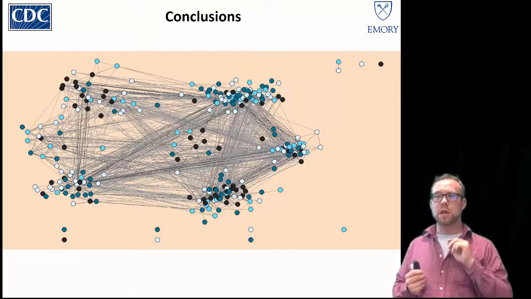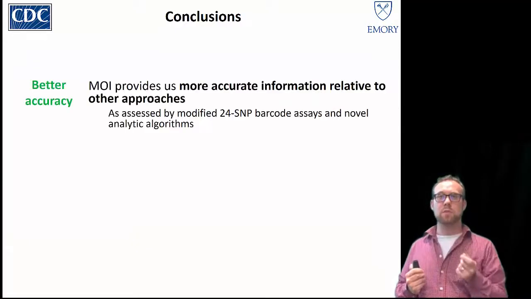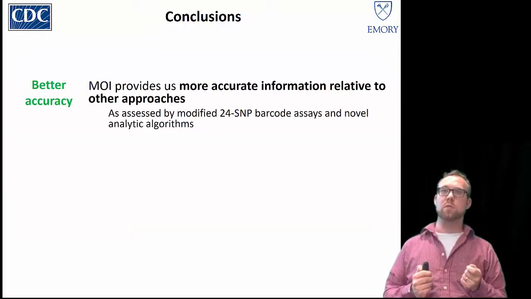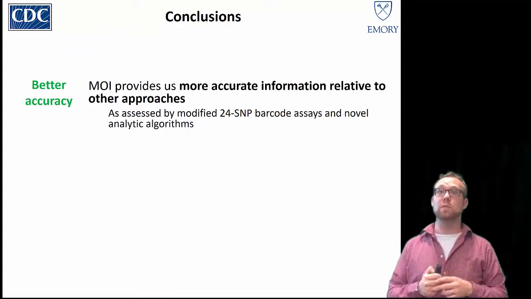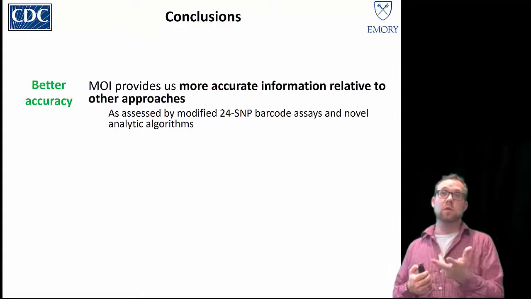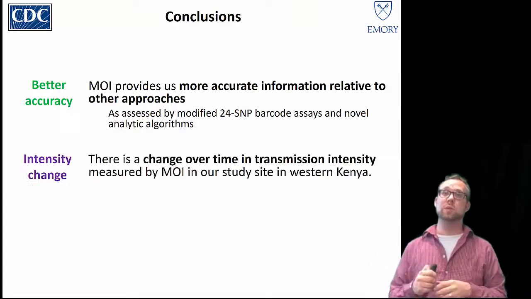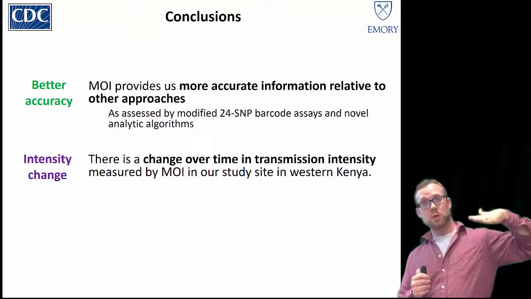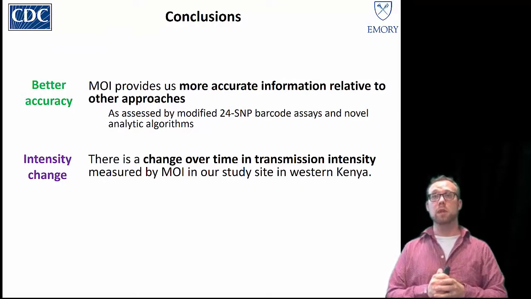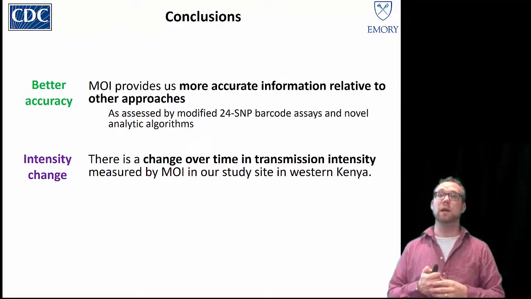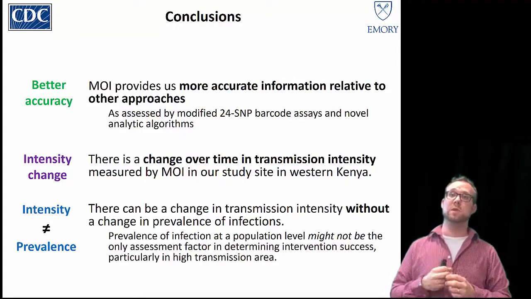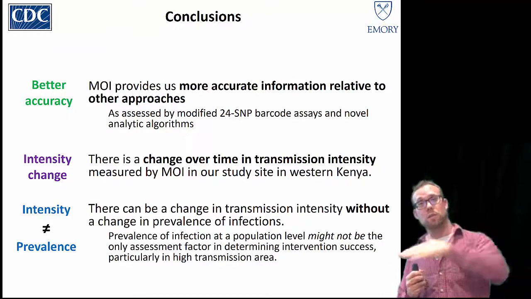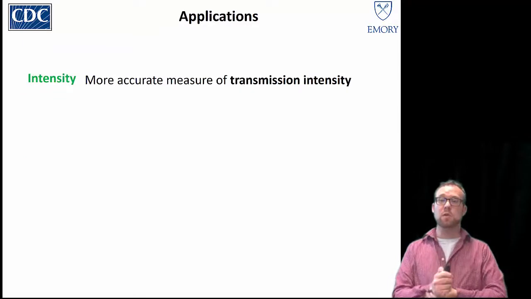So the conclusion is that we actually have a method that gives us more accurate information relative to other approaches, which means that we can use this modified 24-SNP barcode assay and our algorithms to get better information into what's going on. We can measure change in intensity over time by using this Western Kenya study. And what we also find is that there's a change in transmission intensity without actually a change in the prevalence of infection. This gives a number of applications.